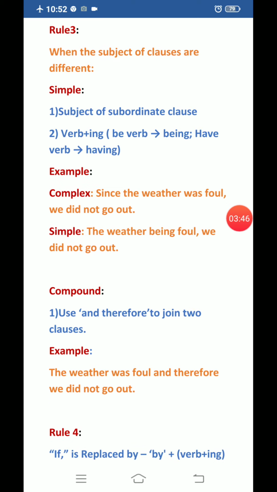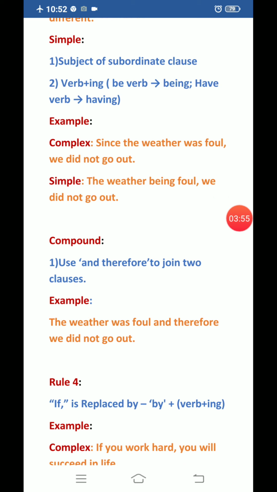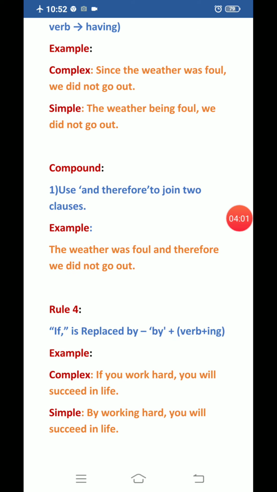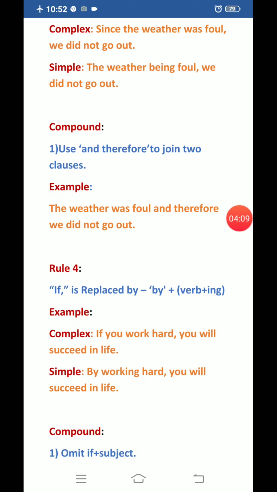Example, complex sentence: since the weather was foul, we did not go out. Simple sentence: the weather being foul, we did not go out. Compound sentence rule: use and therefore to join the two clauses. Example: the weather was foul and therefore we did not go out.